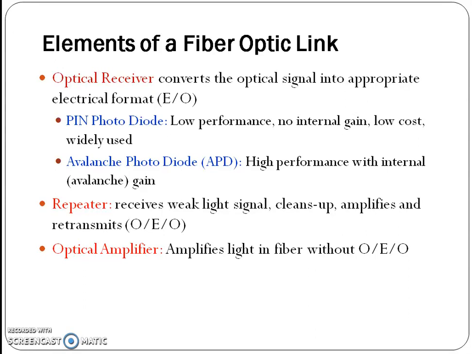Repeaters are introduced when the signal gets highly attenuated. It receives weak light signal, then it amplifies and then retransmits. So it does double conversion, first from optical to electrical, electrical amplification, then electrical to optical conversion back. Then optical amplifier is used to amplify light signal in fiber without this double conversion.